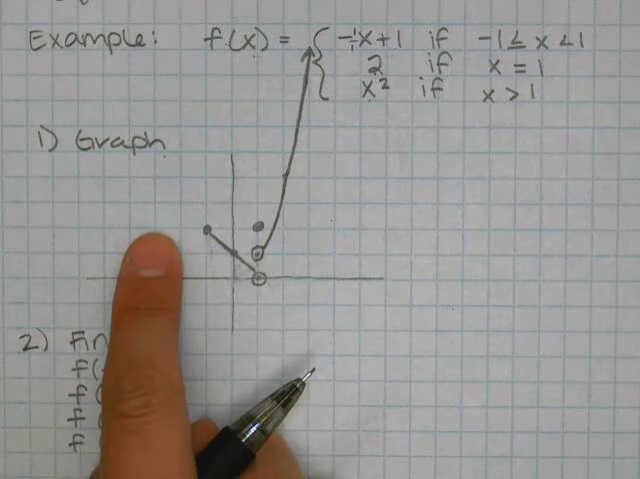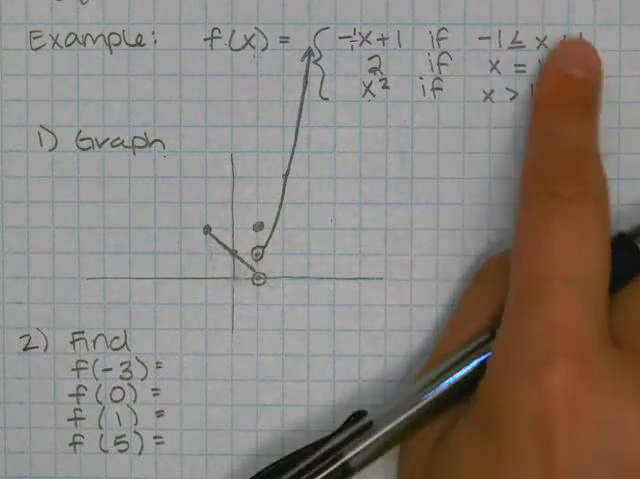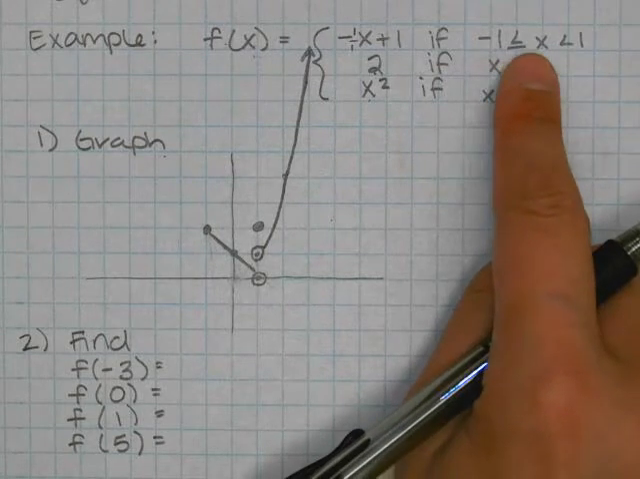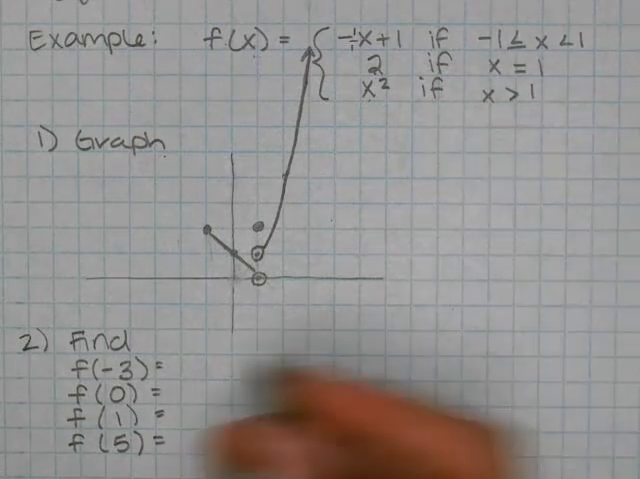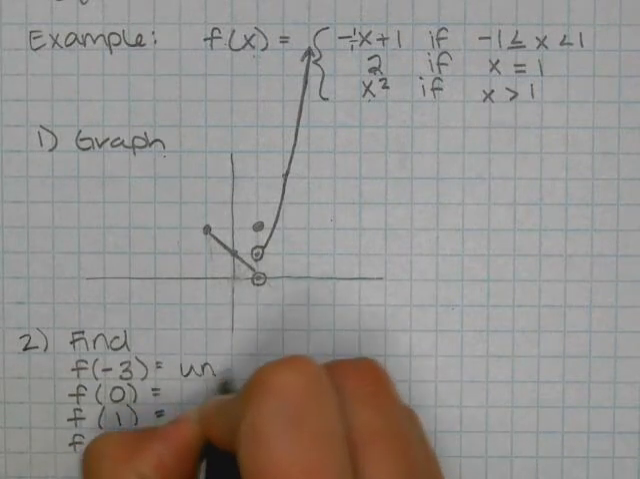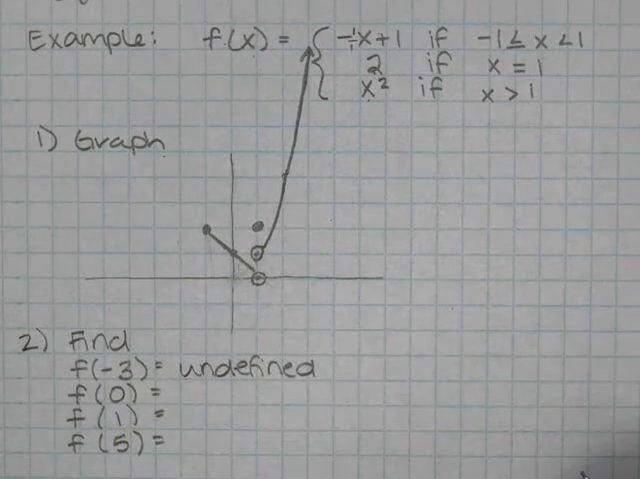It's over here. And if you look at the piecewise function itself, we can see that in these domain values and these x's that are allowed, -3 is not on that list. So here I'm going to write, if I evaluate at -3, I'm going to find that this function is undefined. There is no value there.